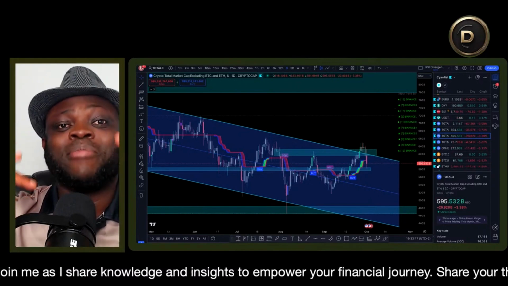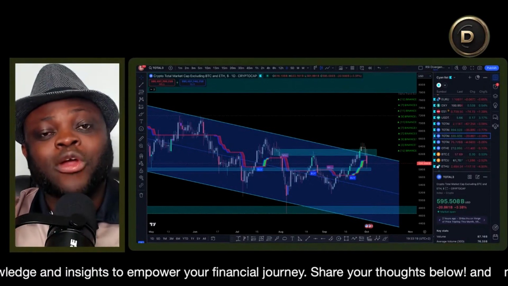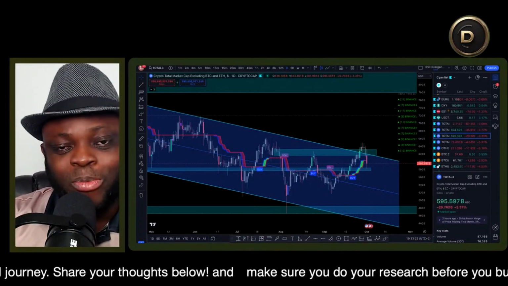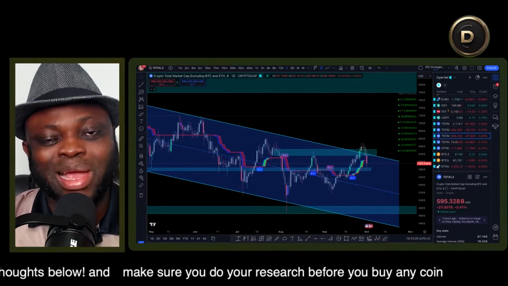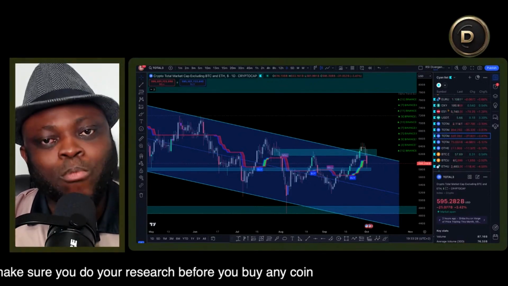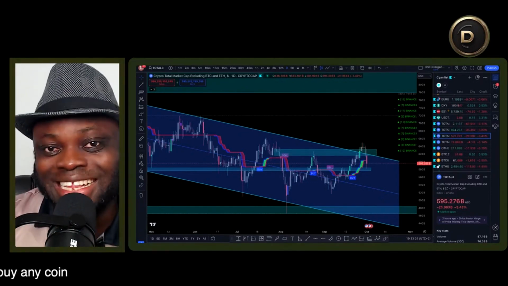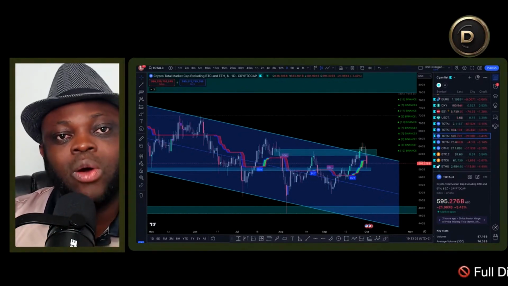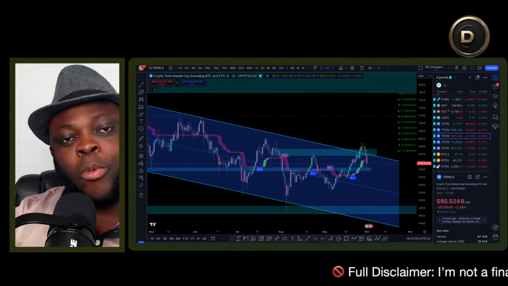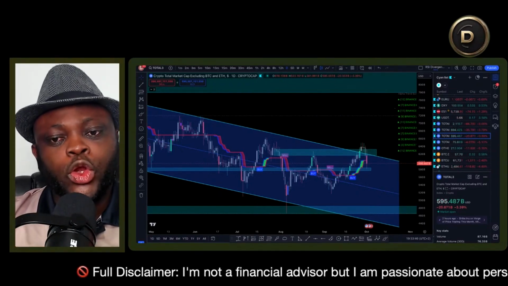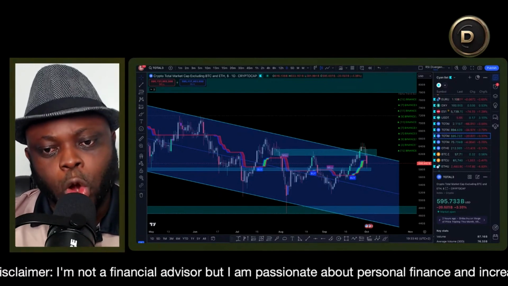In the structure I mentioned, the pullback structure, Bitcoin is respecting, and the pullback should always come. When you see any pump to the upside, always expect a pullback, but that pullback must respect structure. If it breaks structure, then that's when you become worried, and now the market is reversing to the opposite trend. But if price keeps staying in structure, then you are good to go with your altcoin.